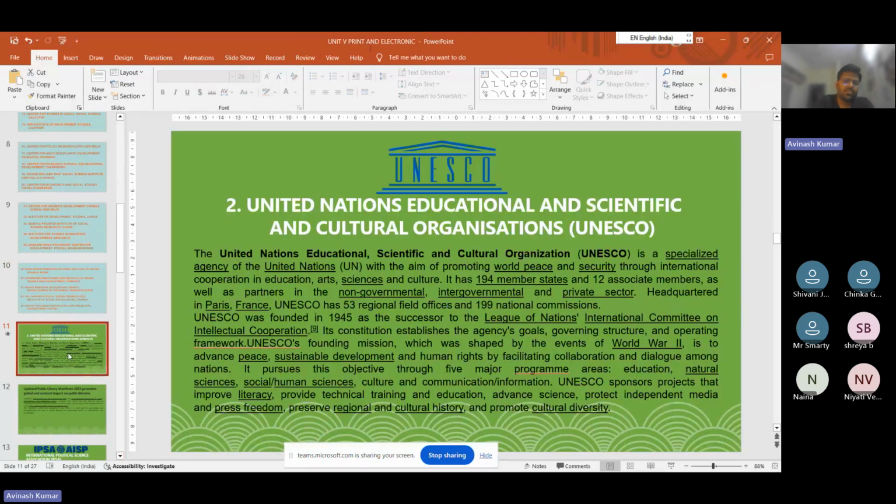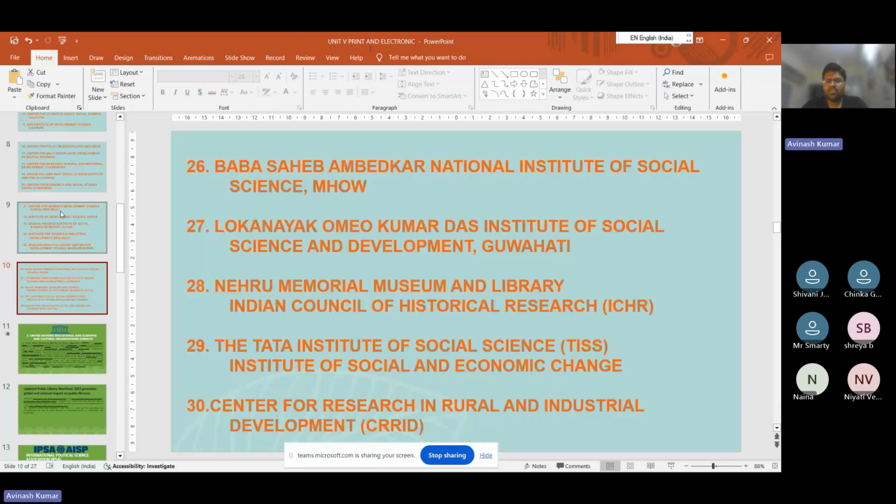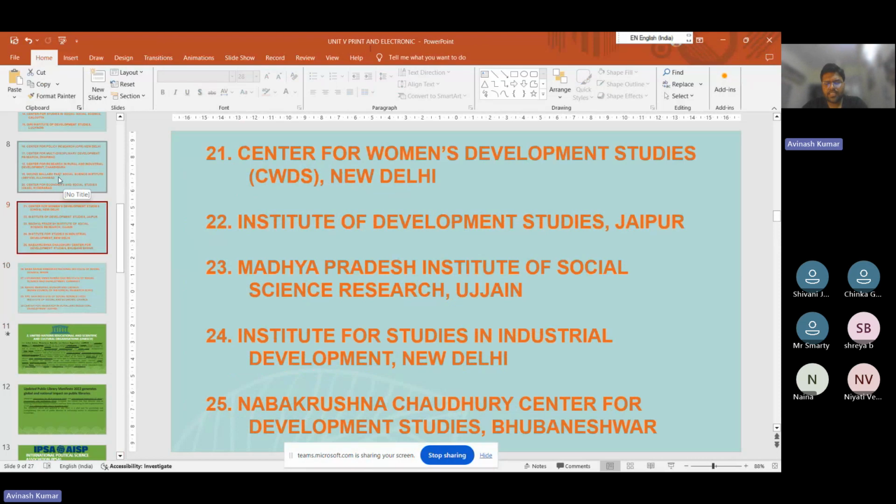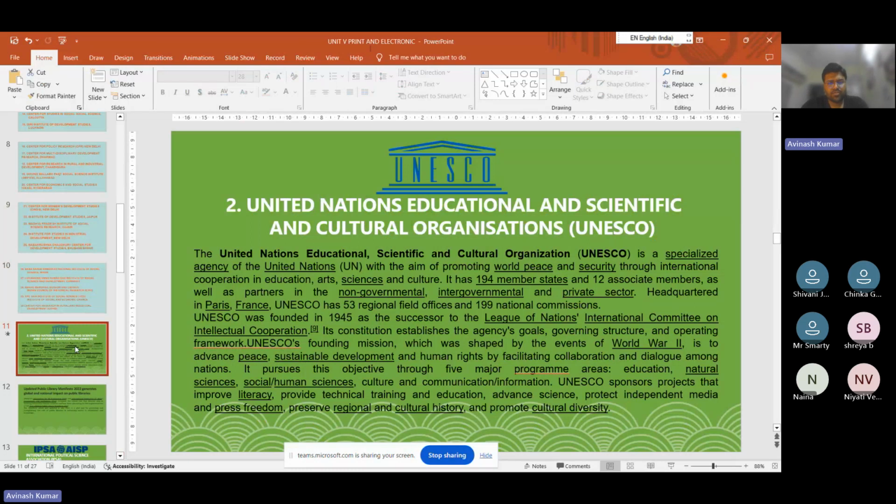It is the UNESCO. You can read, and you can also Google it, and whatever I have discussed about institutions, you can note down. You can take a screenshot or make notes, so that you can write them in the examinations, because these types of questions about social science organizations may be asked. I will discuss after this slide.